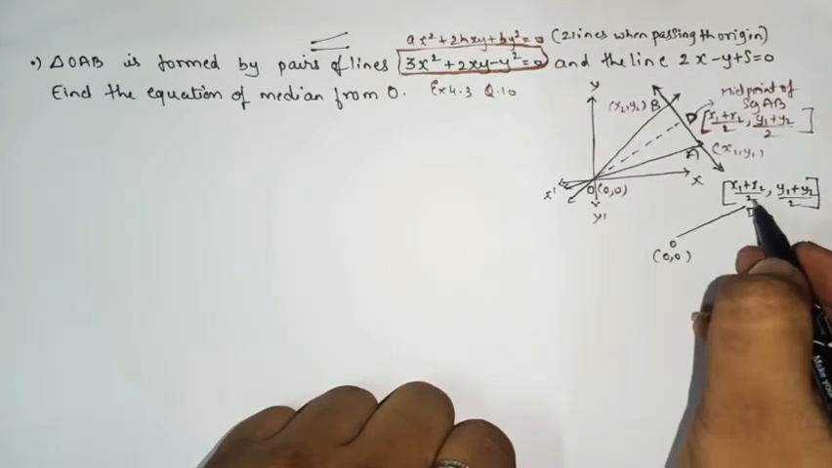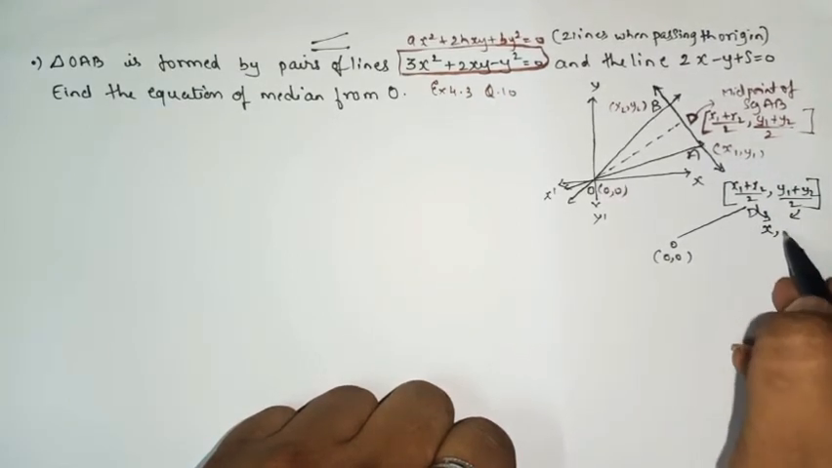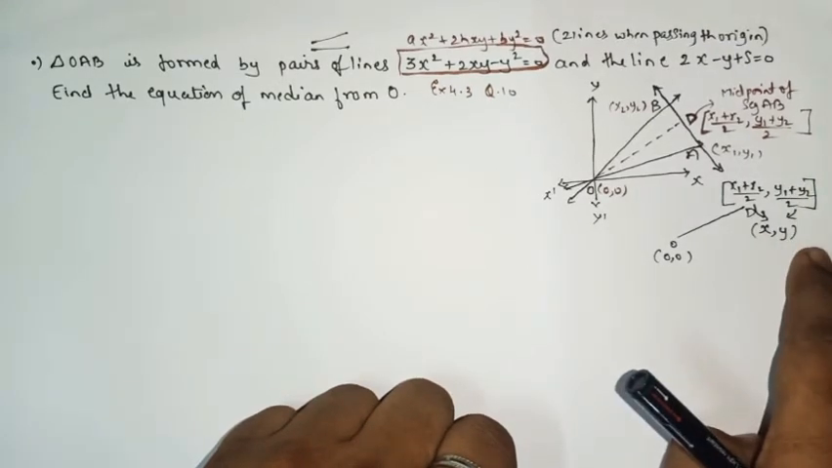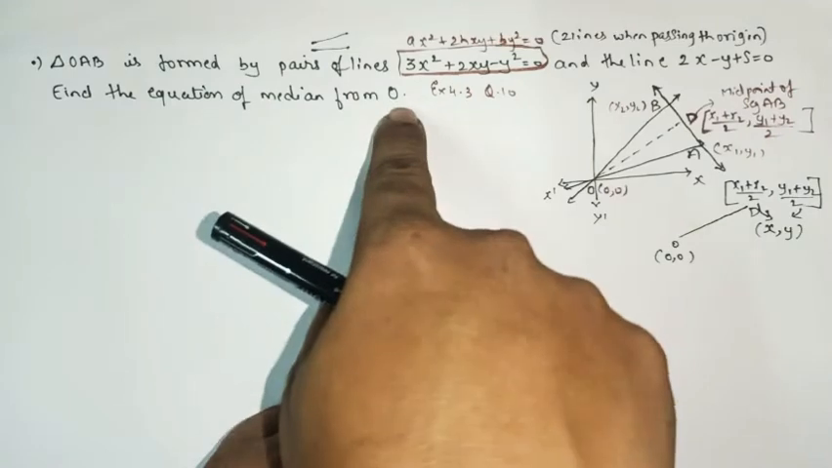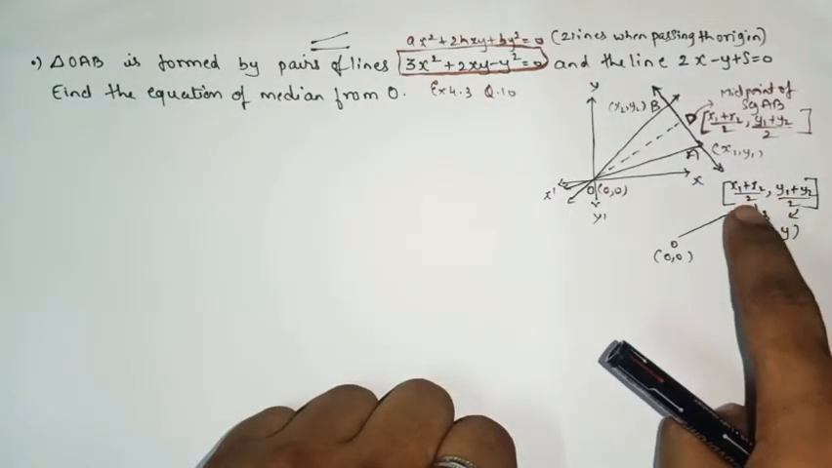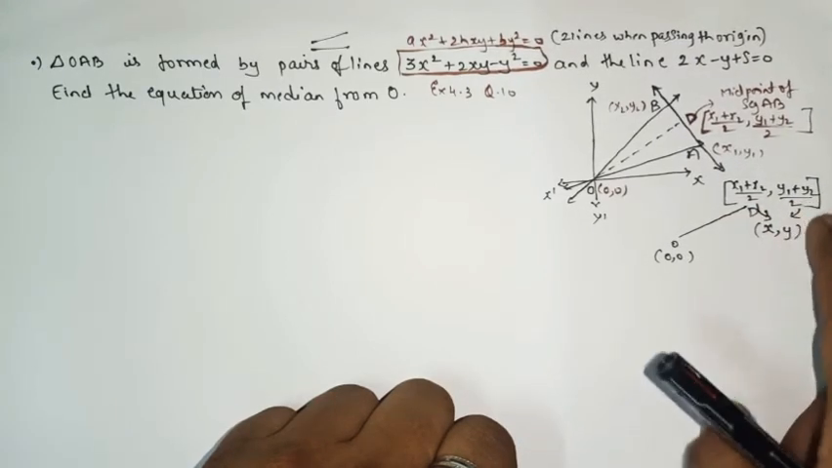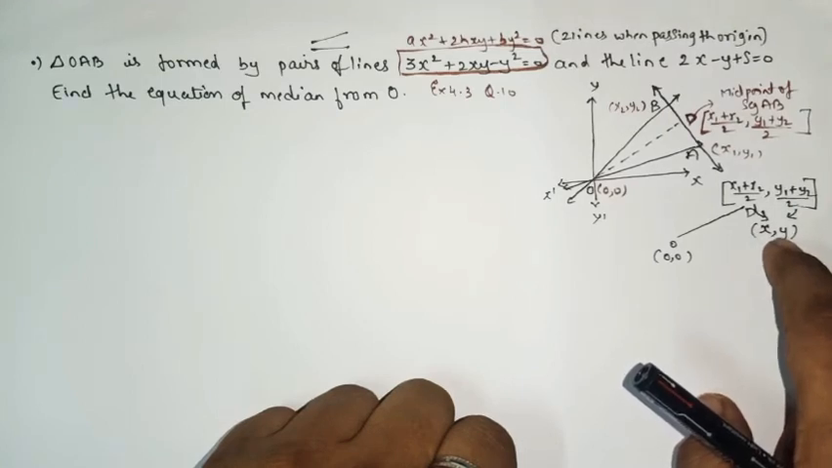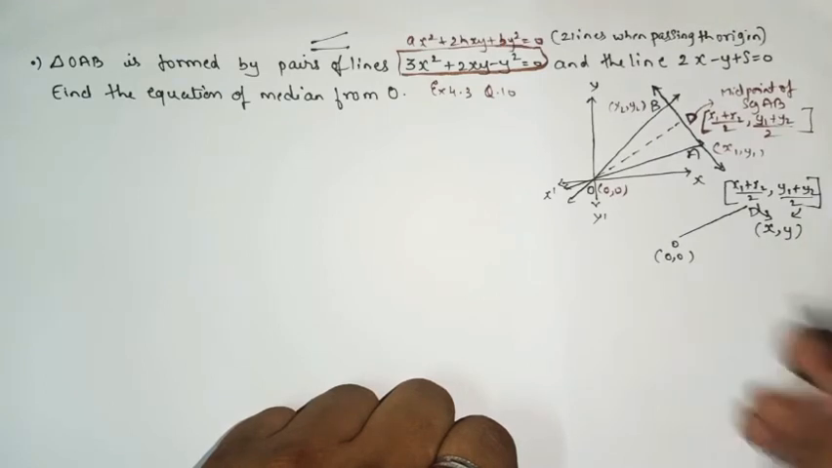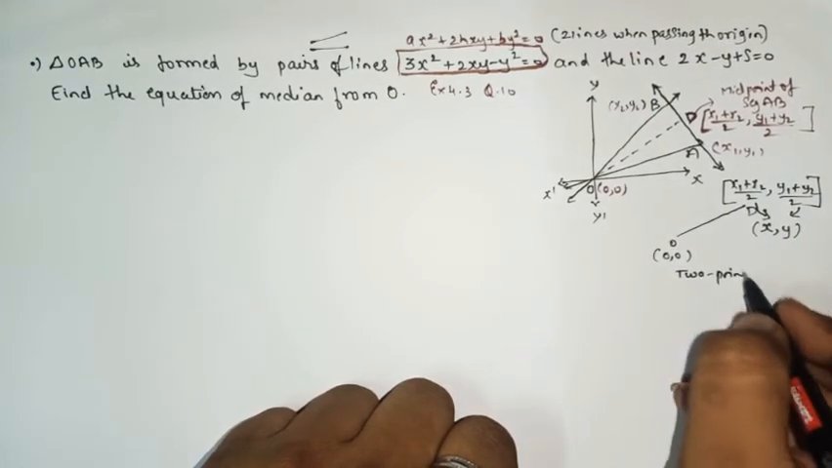In simple language, the target is to find this point, x and y. Without getting this x and y, you cannot find your equation of median from O. So after getting this answer, x1 plus x2 upon 2 is the x coordinate of D, and y1 plus y2 upon 2 is the y coordinate of D. As you get these two values, you will apply the 2-point form.